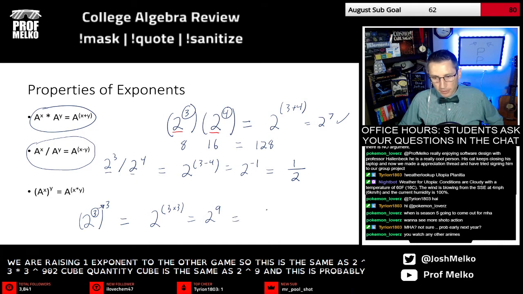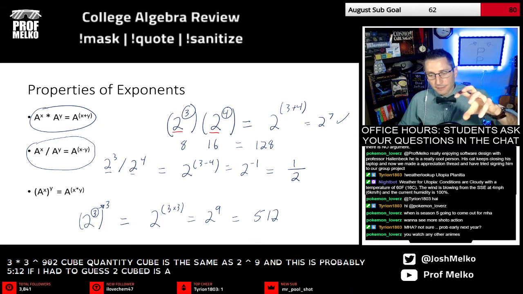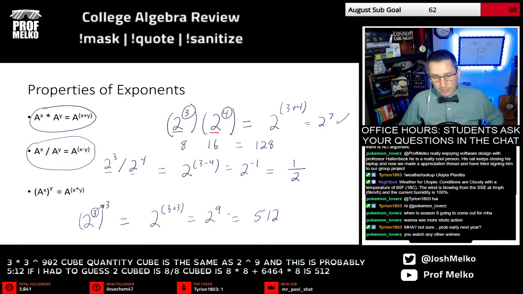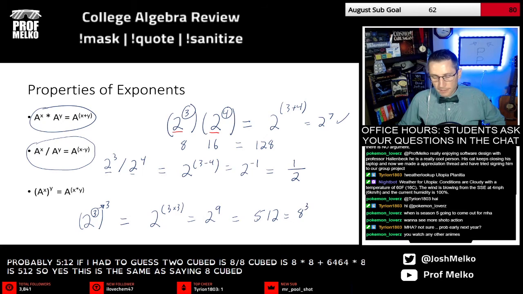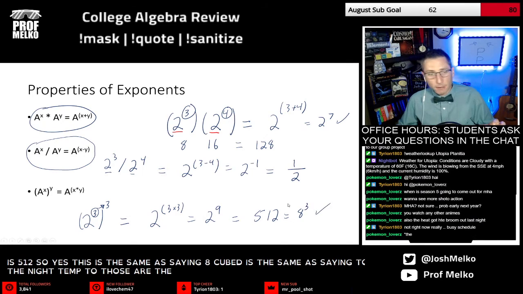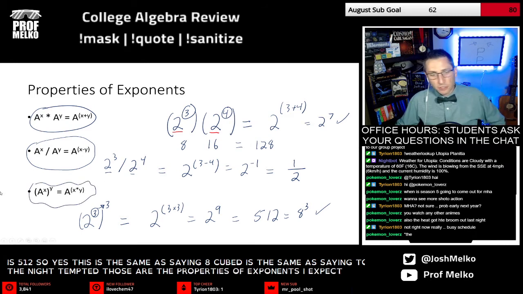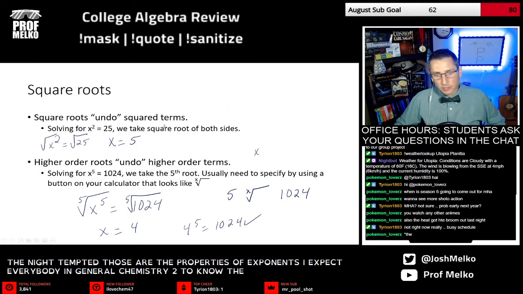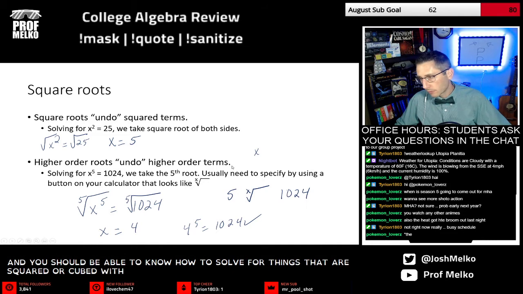And this is probably 512 if I had to guess. 2 cubed is 8. 8 cubed is 8 times 8 is 64. 64 times 8 is 512. So yes, 8 cubed is the same as 2 to the 9th. Those are the properties of exponents I expect everybody in General Chemistry 2 to know. These are the square roots, and you should be able to solve for things that are squared or cubed with cubic roots or square roots.